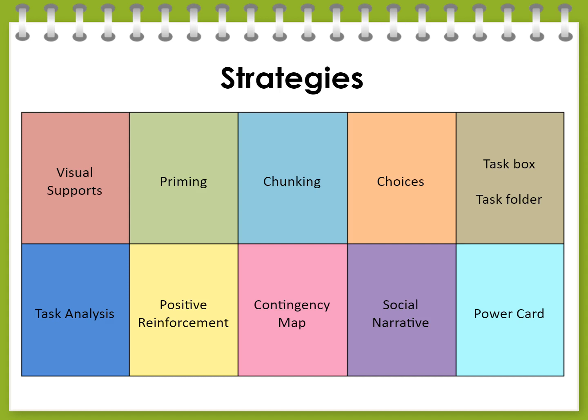The strategies covered in this lesson include visual supports, task analysis, priming, chunking, choices, task box or task folder, positive reinforcement, contingency map, social narrative, and power card. As we discuss each example on the slide, think about how you could individualize the support or strategy to meet the needs of the individual you work with.